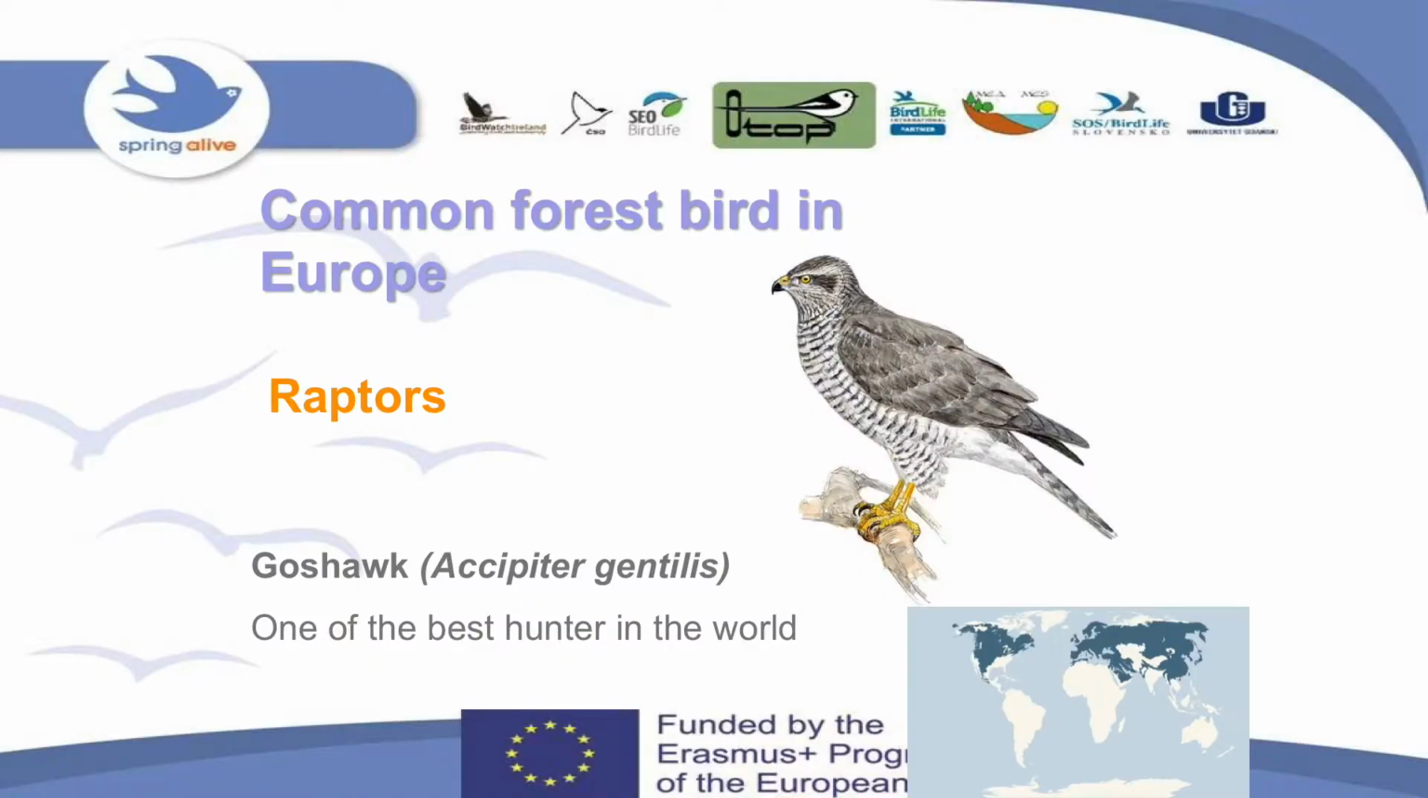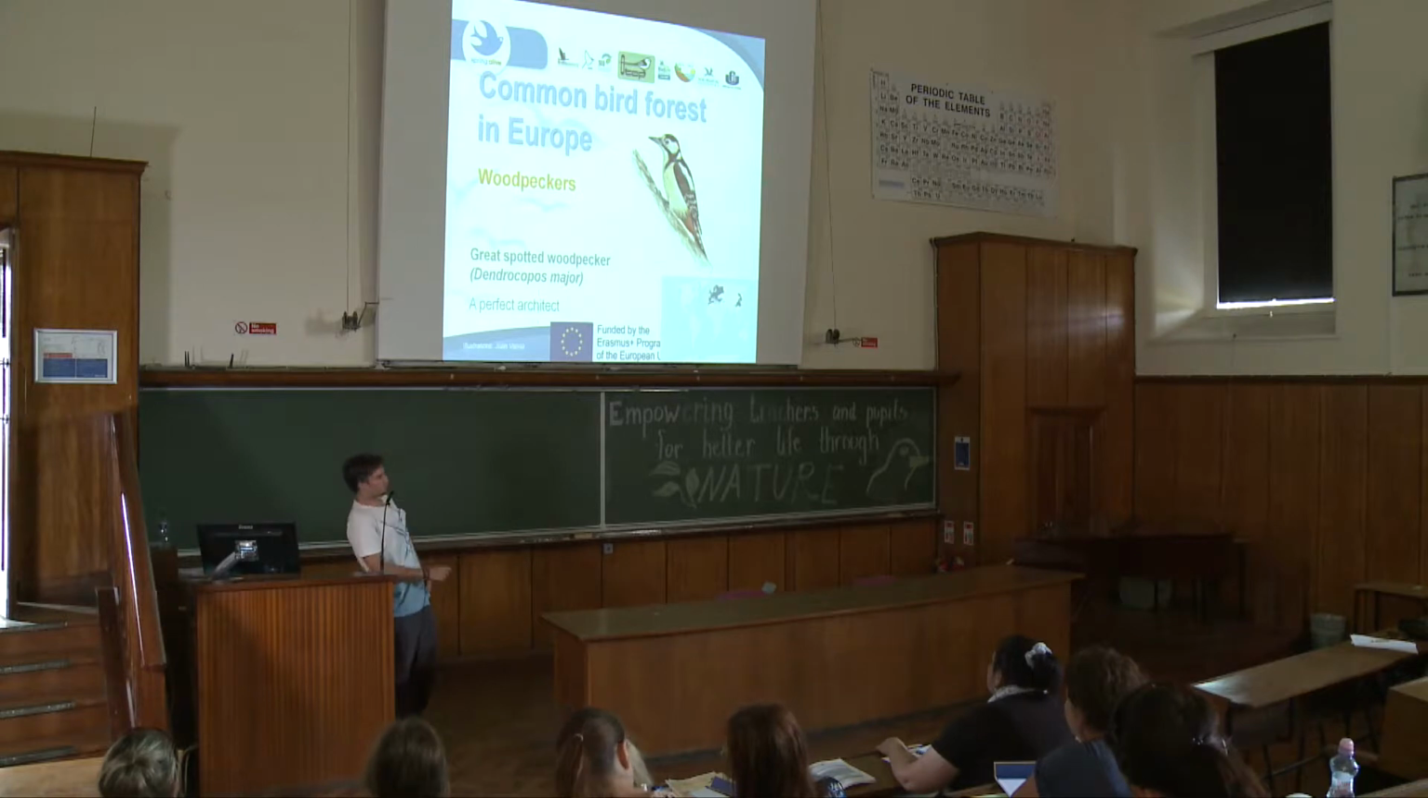I'm going to give you one example of birds from every group of birds who live in a forest. We are going to start with raptors. This is the goshawk. This is one of the best killers in the world. I love him. He's a perfect hunter. They are strange, they are fast. It is incredible.